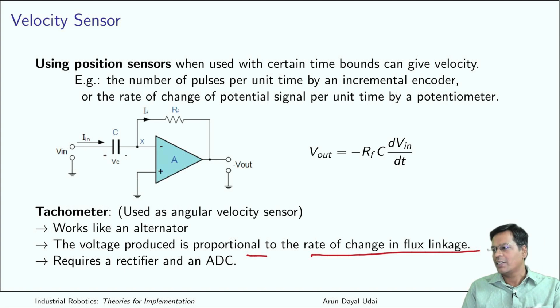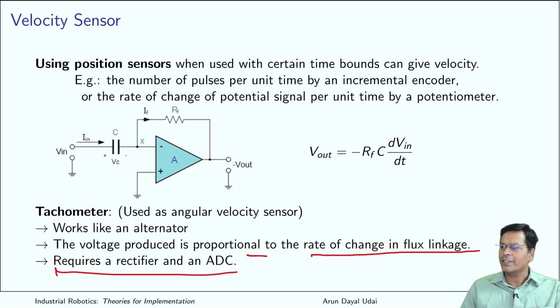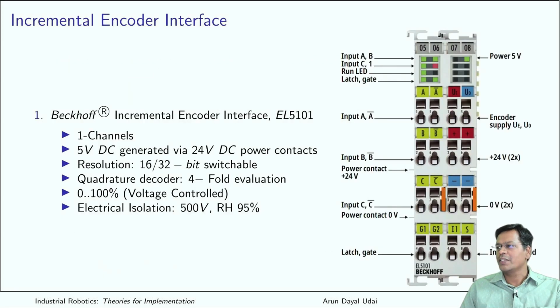So that is the reason rate of change of flux linkage is again proportional to the shaft speed. Okay, so this needs a rectifier and an analog to digital converter, called ADC, over here. So these are very good smart methods to do it. Yes, there are dedicated encoder interfaces also. You need not count, let this device do it for you. This is the way industry works.